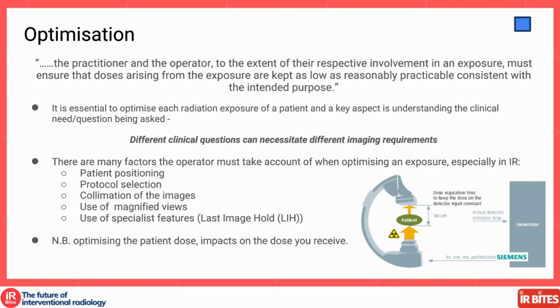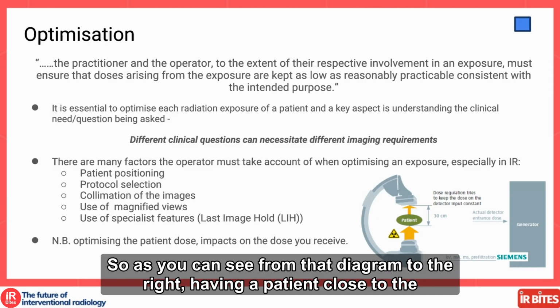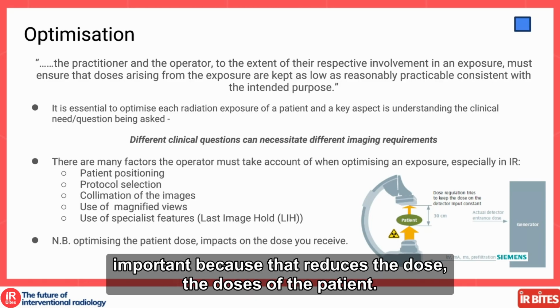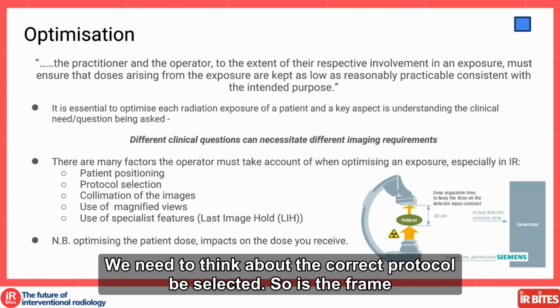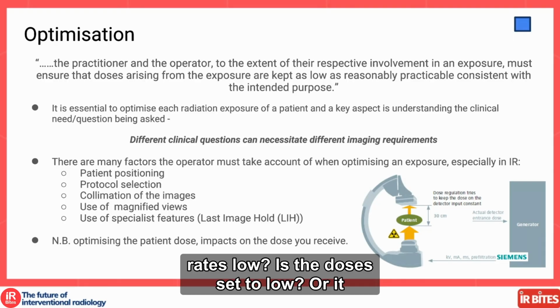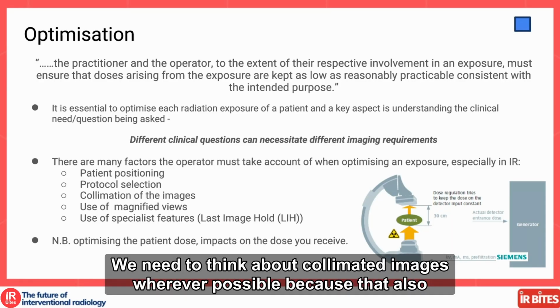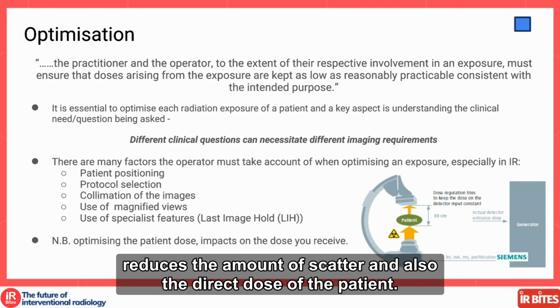patient positioning. So as you can see from that diagram to the right, having the patient close to the imaging detector, so bringing the imaging detector close to the patient, is important because that reduces the dose to the patient. We need to think about the correct protocol being selected. So is the frame rate low? Is the dose set to low? Or it depends on the situation what protocol is required. We need to think about collimated images wherever possible, because that also reduces the amount of scatter and also the direct dose to the patient.